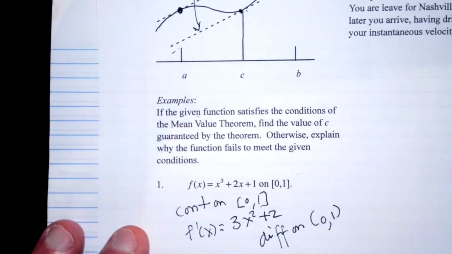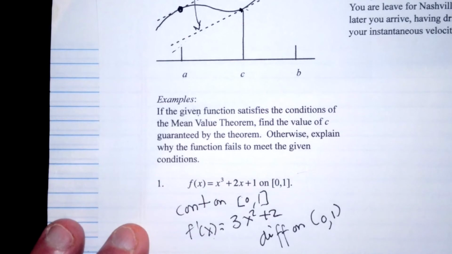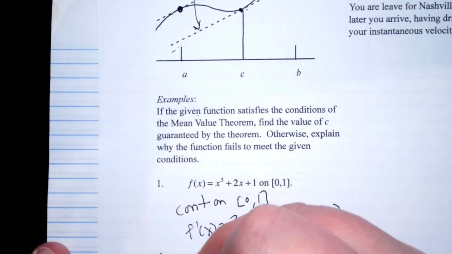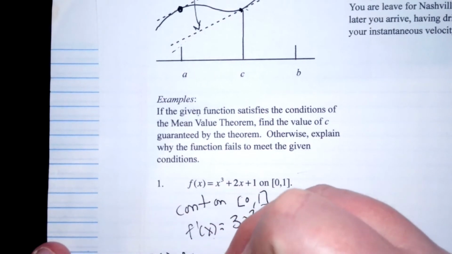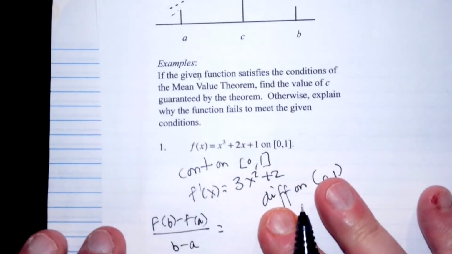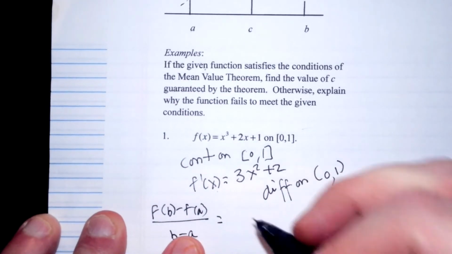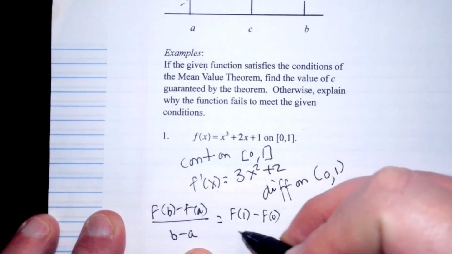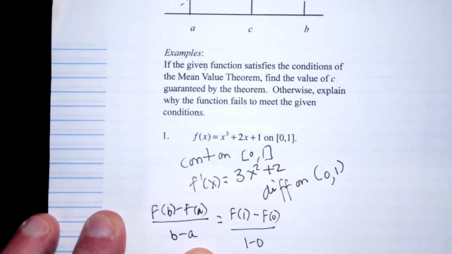Those are the only two conditions we have to meet. So we need to figure out what f of b minus f of a over b minus a is. That would be f of 1 minus f of 0 over 1 minus 0. What is f of 1?